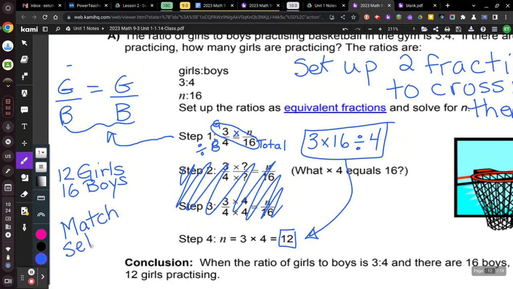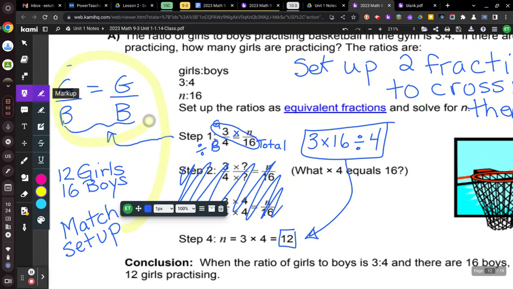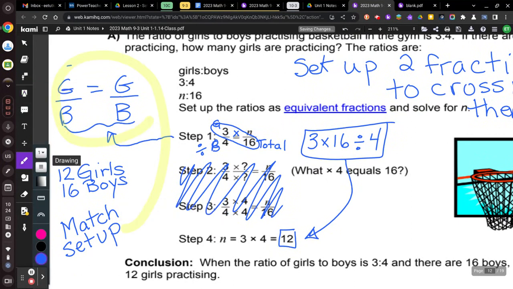Okay, and that's our fractions. And I'm going to draw a big circle around it right here. We match the setup. Girls on top of boys equals girls on top of boys. And then we cross multiply and divide to find our unknown. So we're finding an unknown answer. Okay, we wanted to find it. We solved it. All right, let's jump into the next question. We're almost done.